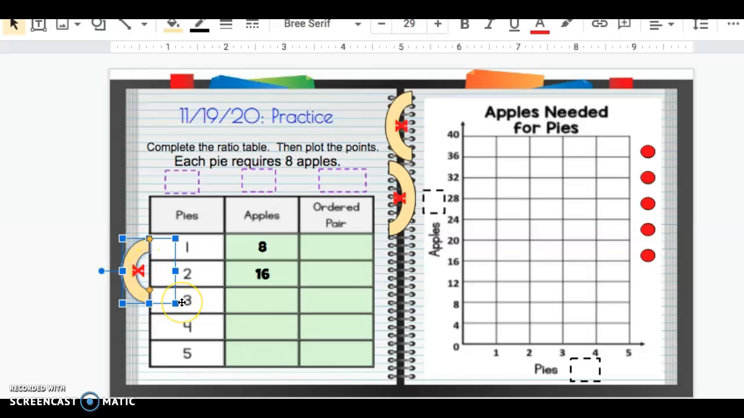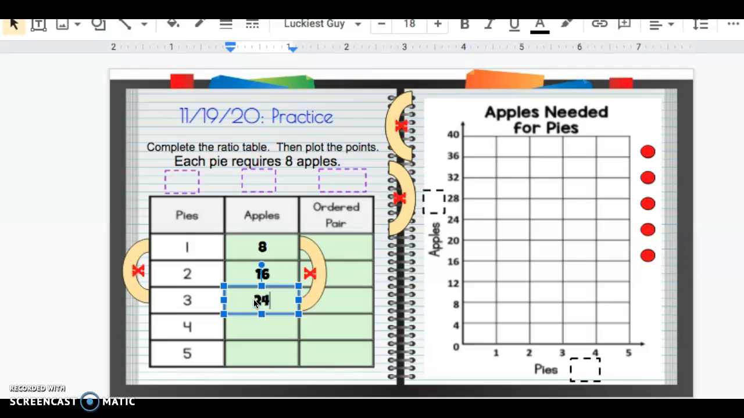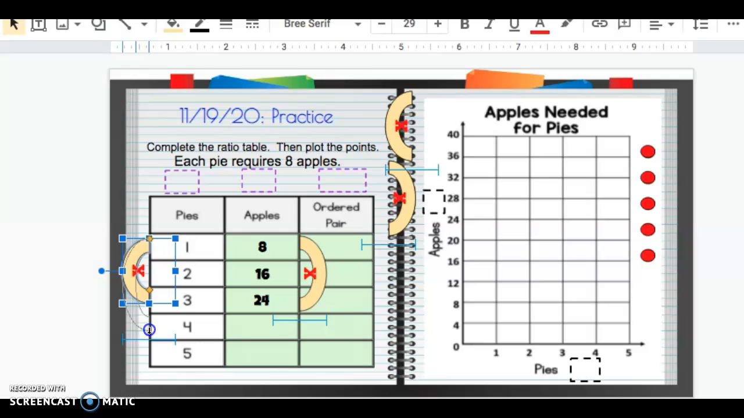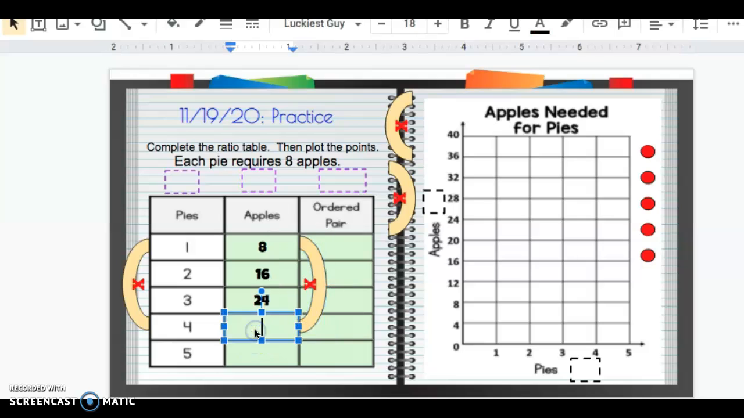1 times what gives us 3? 1 times 3 gives us 3. So, like I said, whatever you do to one side, you have to do the other. So 8 times 3, 24. So then you have to sit here and be like, okay, so 1 times 4 gives us 4. So now we have to do 8 times 4. And 8 times 4 is 32.